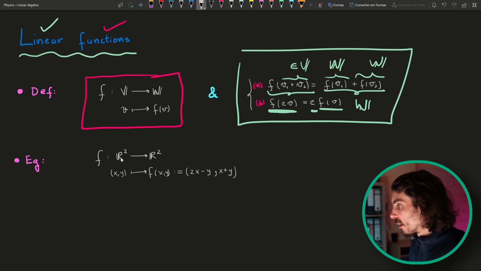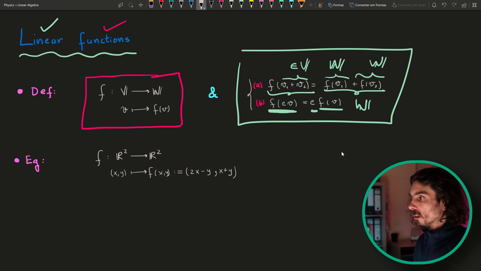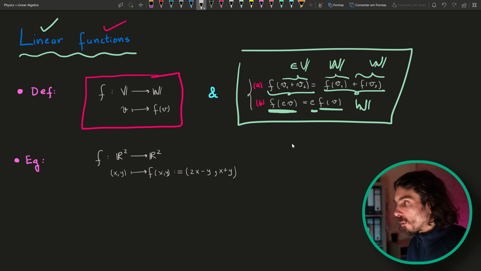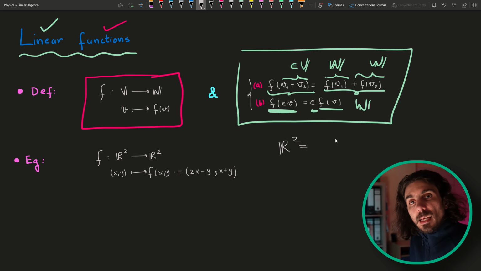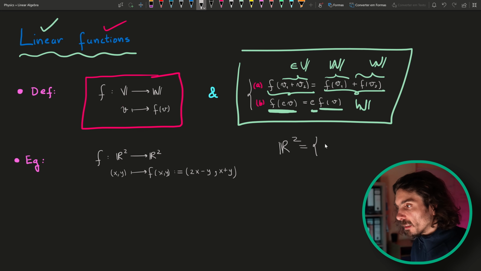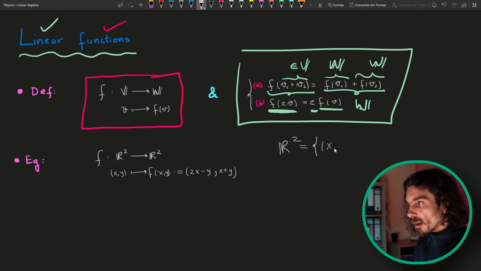And what we find here is again the vector space V, the domain, which this time is R squared. So what is R squared? Let's remember what R squared is. R squared is a set whose elements are (x, y). It's ordered pairs, where x, y are real numbers.